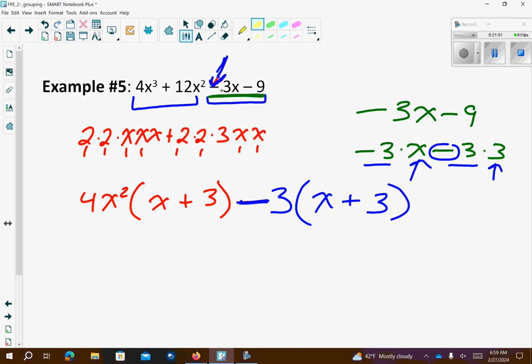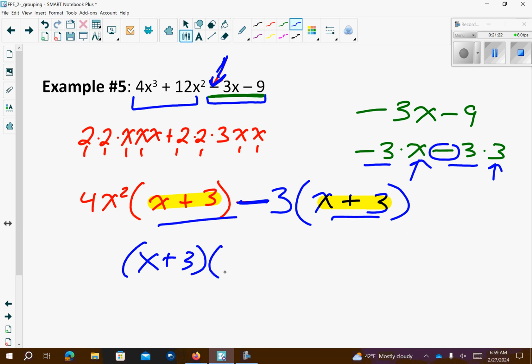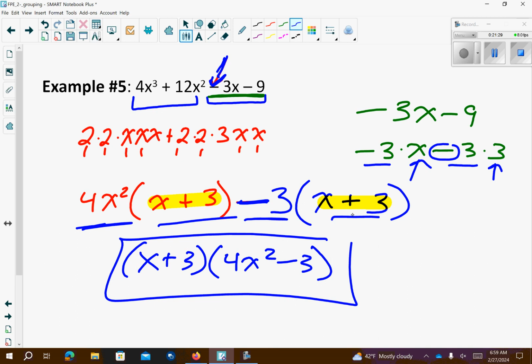Can you see how now these are the exact same thing? If I didn't factor that negative 3 out, they wouldn't be x plus 3 and x plus 3. It'd be x plus 3 and x minus 3, and those are not like terms. Okay, so now I'm going to factor the x plus 3 out that I have in common between the two, this one and this one. What do I have left? Yeah, I have 4x squared minus 3. And there's our answer.